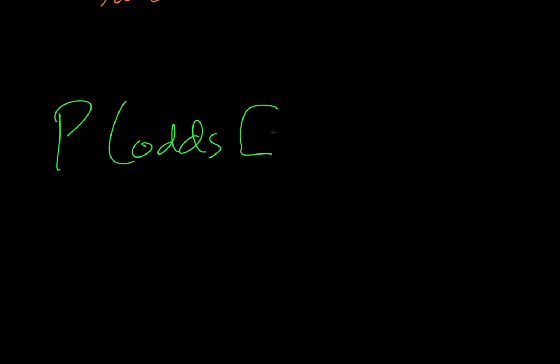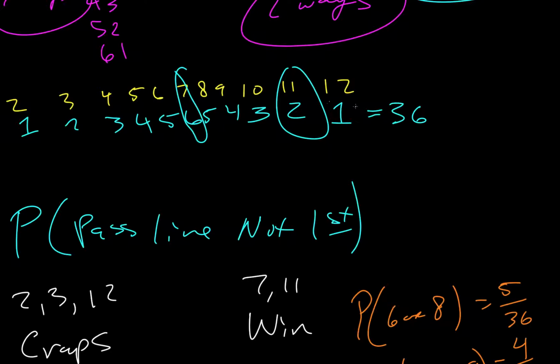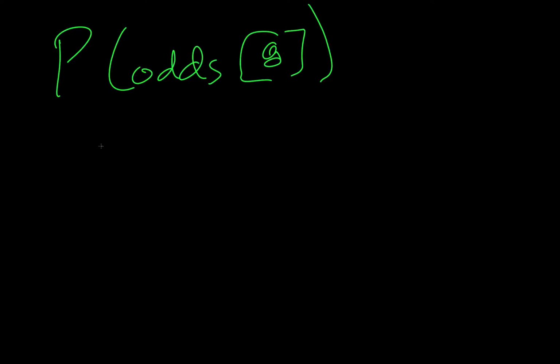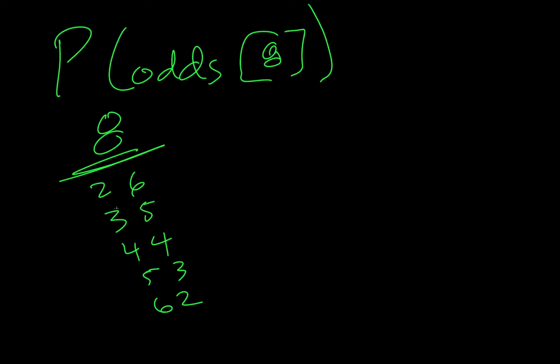Now I'm going to move on and do an odds problem. Probability, odds, 8. Okay? Now we just need to know how likely it is to roll an 8. So if we come back up here, there are 5 ways to roll an 8. We can even list those down here. So 8, 1 and 7, but there's no 7 on the dice. So 2 and 6, 3 and 5, 4 and 4, 5 and 3, 6 and 2, 1, 2, 3, 4, 5. There's 5 ways. So 5 out of 36.